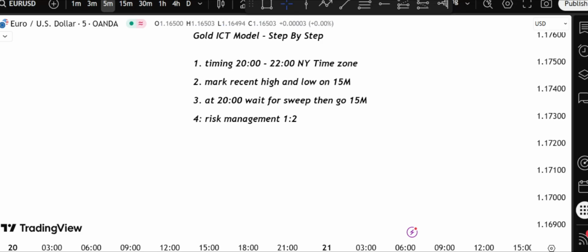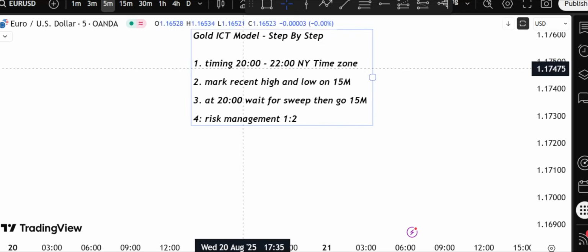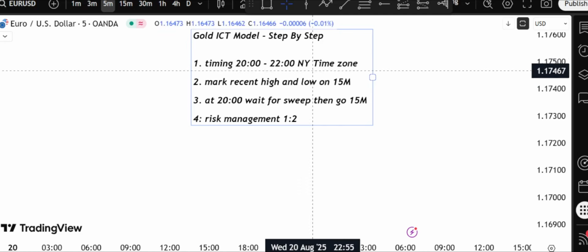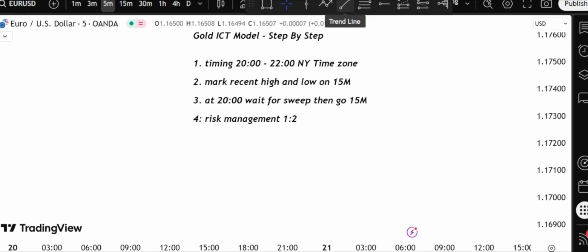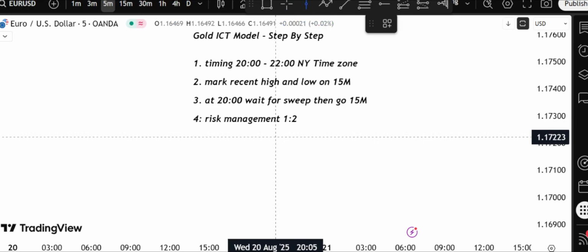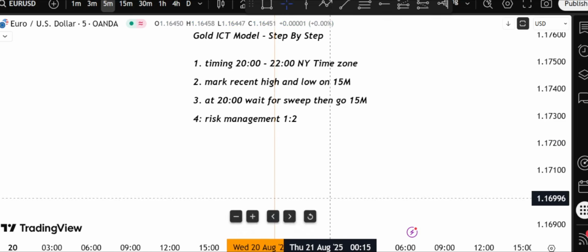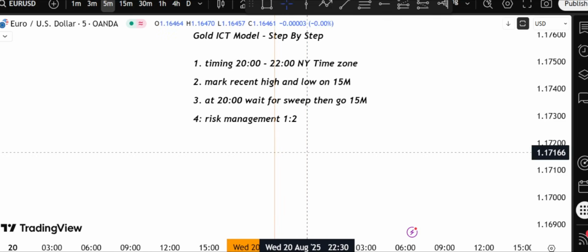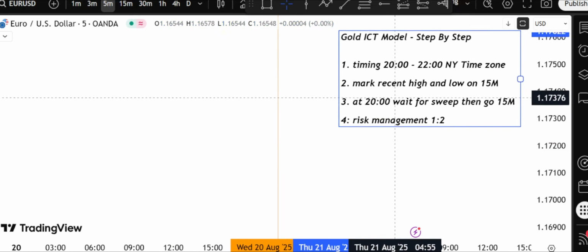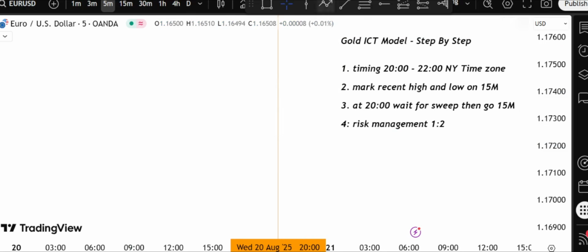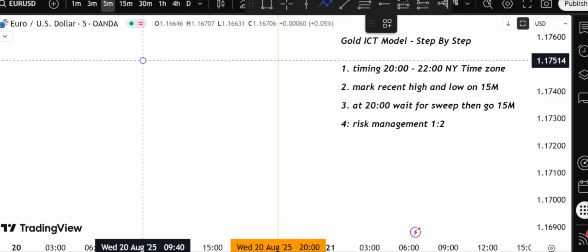First, let's talk about the timing. You will be trading from 20 New York time up to 22. Let me show you a demonstration with annotation. We are at, let's say for example, a timing. This is the Asian session. It works best on the Asian session. What you are looking for is something like this.